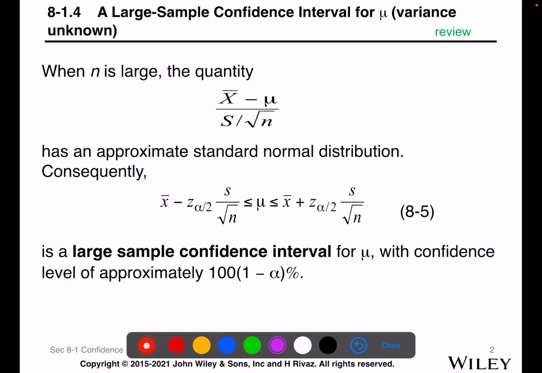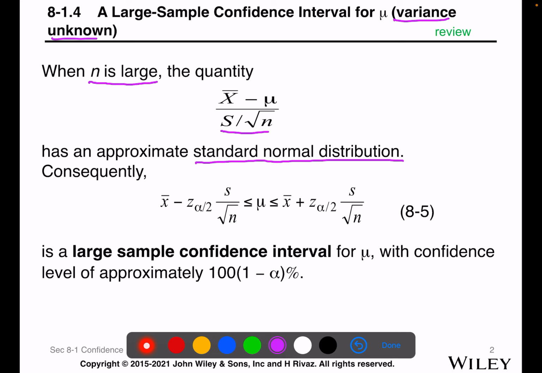Now, if we have a large sample size, and we don't know the variance, so variance is unknown, then X bar minus mu divided by S divided by square root of N is a normal distribution. Why is it normal? Because we have many samples, N is large, and since n is large, the central limit theorem kicks in. And the equation becomes exactly similar to the previous slide.